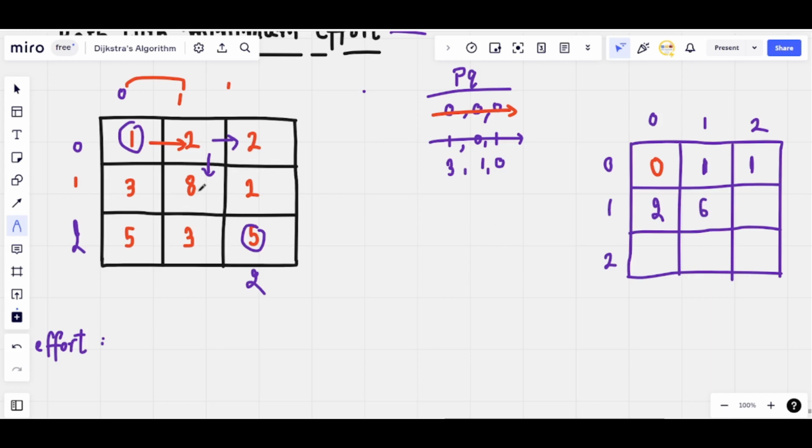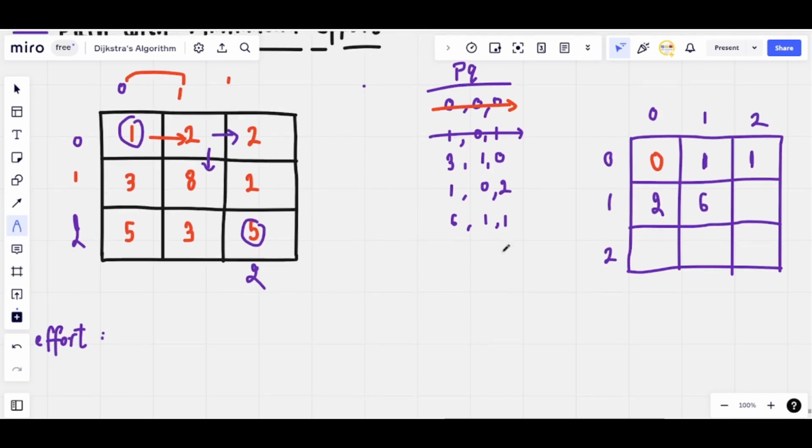Okay, now let's push these cells into the priority queue. So push cell 0 2 along with the maximum effort, which is 1, and the cell 1 1 along with its new effort, that is 6. So to arrive at cell 1 1, I require 6 units of effort if I move along the route, that is move from 0 0 then to 0 1, then from 0 1 to 1 1. Fine.